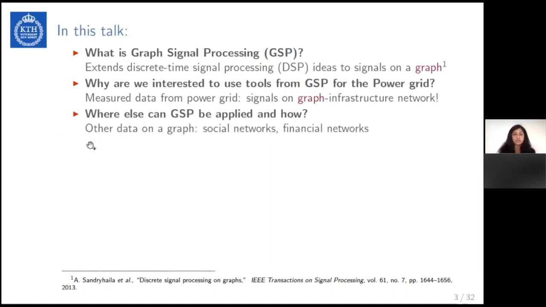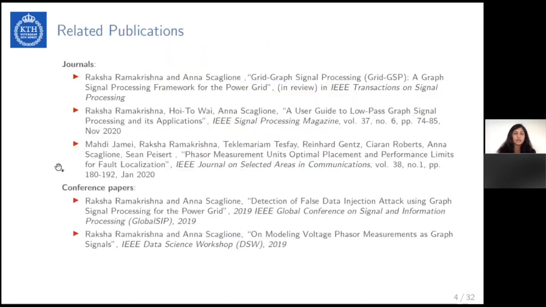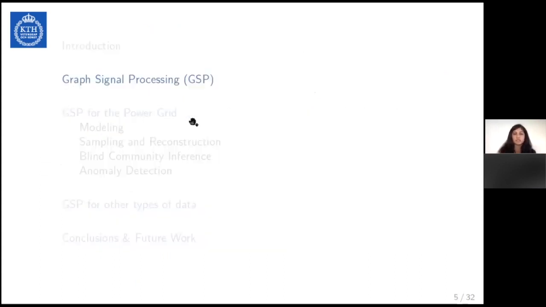And where else can GSP or graph signal processing be applied, and how can we do it? So I'm going to talk about two different kinds of data, social networks and financial networks. And the related publications to this talk are listed here. When I share the slides with you, you can have access to them.